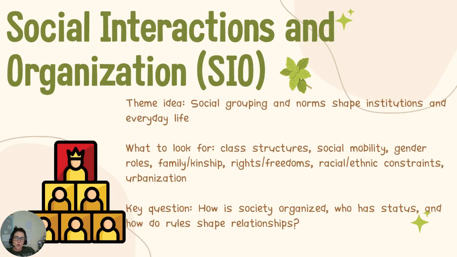Social interactions and organization is just social groupings, norms, and things that shape everyday life in a region. We're going to be looking at several major regions throughout the year and keeping together these themes through time, that change and continuity over time piece that I was talking about. What you need to look for is class structures. So that's why we have our little triangle here. You're going to see that, and that's going to be a big indicator. Key questions: how is society organized, who has status, and how do rules shape relationships?